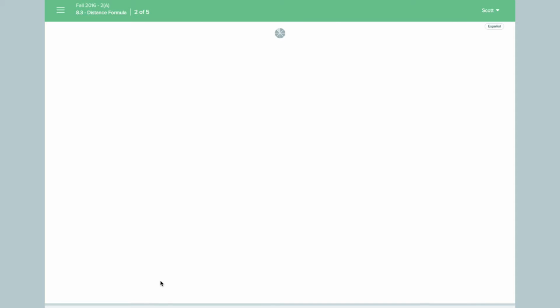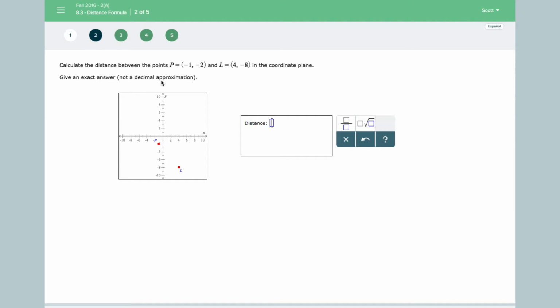So let's give number 2 a try. Number 2, calculate the distance between these 2 points. I'm not going to draw a triangle. I'm just going to use the numbers here. I have -1 and -2. I have 4 and -8. I'm just going to subtract. What's -1 minus 4? That would be -5. What is -2 minus -8? That would be 6. Minus a negative is the same thing as plussing.